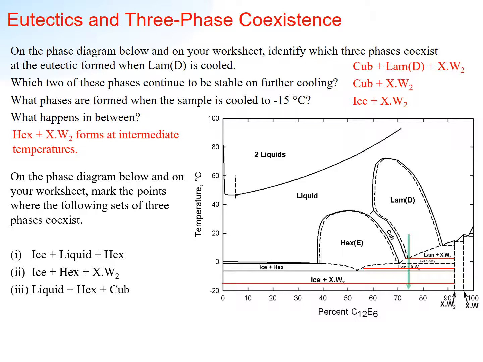Let's see how good you are at identifying three-phase coexistence. So on the phase diagram on your worksheet, please mark the points where the following three-phase coexistences occur: ice, liquid, hexagonal phase; ice, hexagonal phase and surfactant dihydrate; and liquid, hexagonal phase and cubic phase.